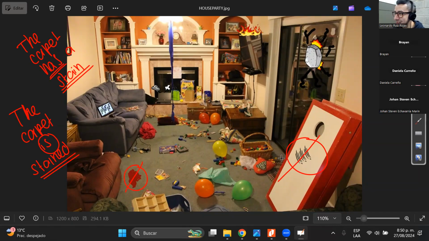¿Qué más? Anything else? The window is broken. Muy bien, very good. It is changing. Ok, very good. The window, aunque creo que es como una puerta, ¿no? Pero let's say the window is broken. So, obviamente, it needs changing. Muy bien, excelente. That's it, ¿cierto?